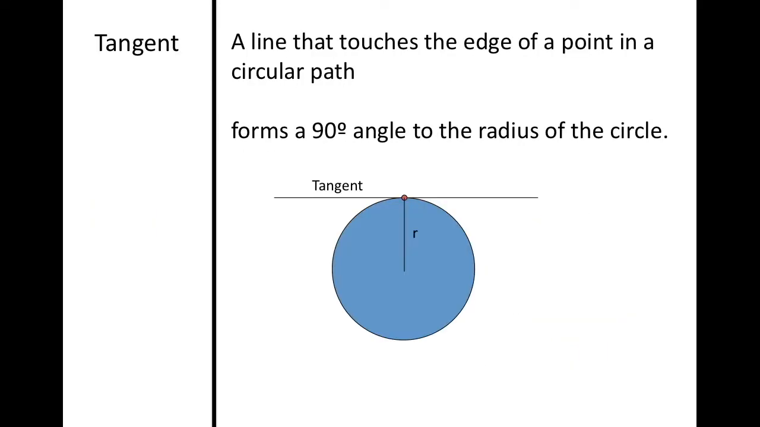A tangent is a line that touches the edge of a point in a circular path. A tangent also plays a part in circular motion. This tangent forms a 90-degree angle to the radius of the circle. What you will notice, again, the object is continuously moving in a circular motion, therefore the tangent is always changing. As the object moves around, the radius will always be perpendicular to the tangent. And this is just showing you the direction that the object is traveling due to inertia.